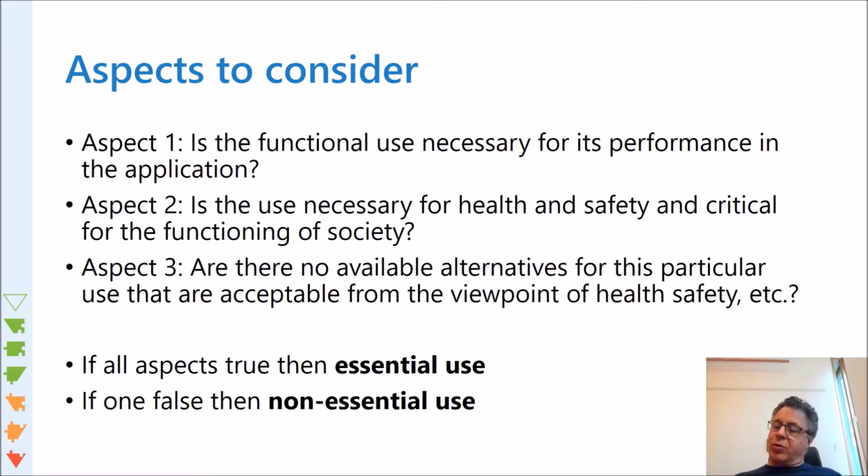In our more recent work in applying the essential use concept, we have realised that there are three aspects that need to be considered. And these three aspects do not need to be considered in any particular order. Aspect one considers if the functional use is necessary for its performance in the application.